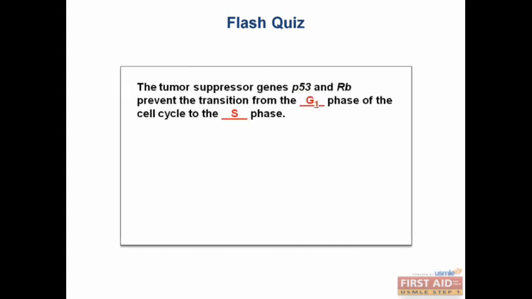So these guys block the G1 to S phase transition, because remember, once you get past that step, the cell is pretty much committed to go through the rest of the cell cycle.